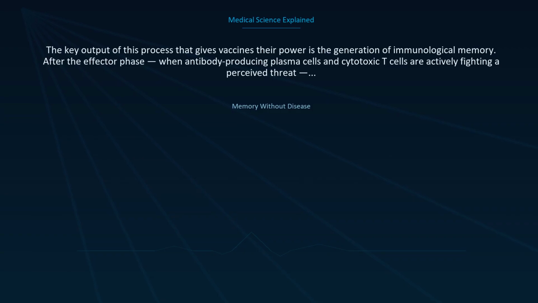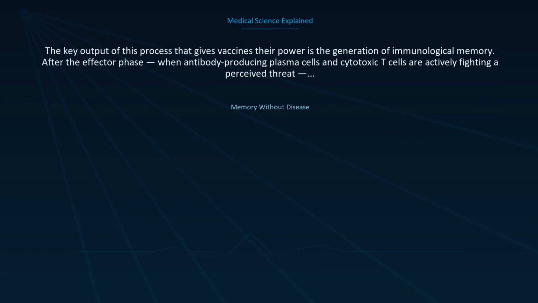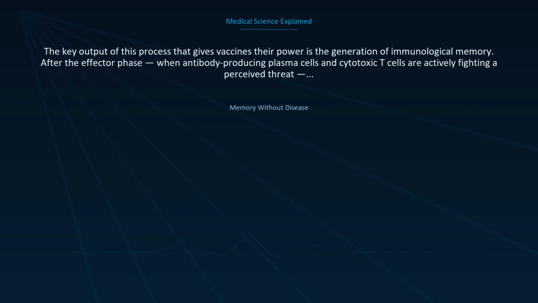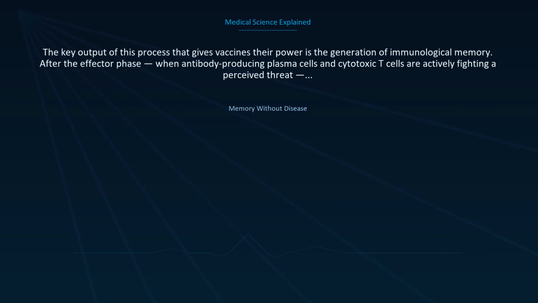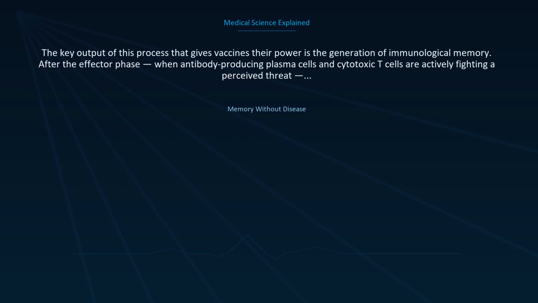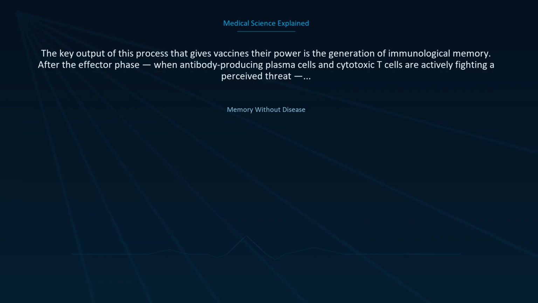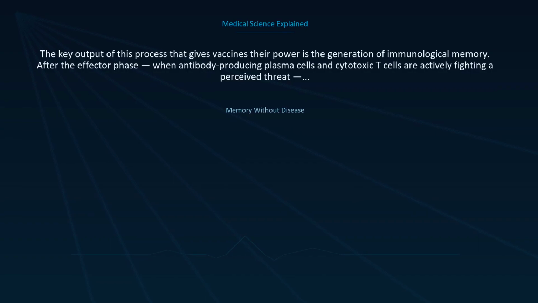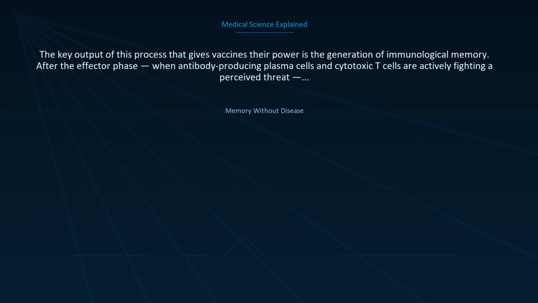They carry high-affinity receptors for the antigen and are primed to respond much faster and more powerfully than a naive cell. On real exposure to the pathogen, the memory cells activate within hours rather than the days or weeks required for a primary response, and they produce a flood of antibodies and cytotoxic T cells before the pathogen has a chance to establish a serious infection. Memory is the biological substrate of immunity.